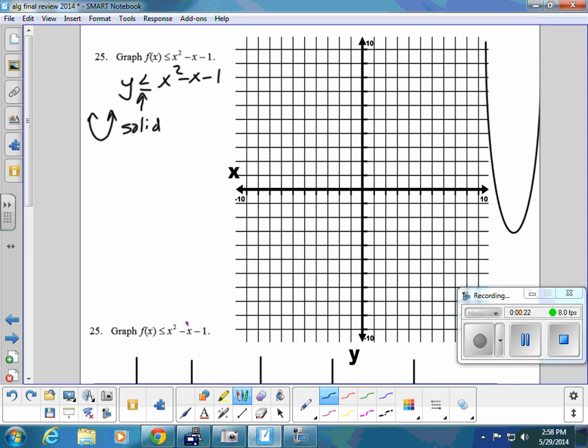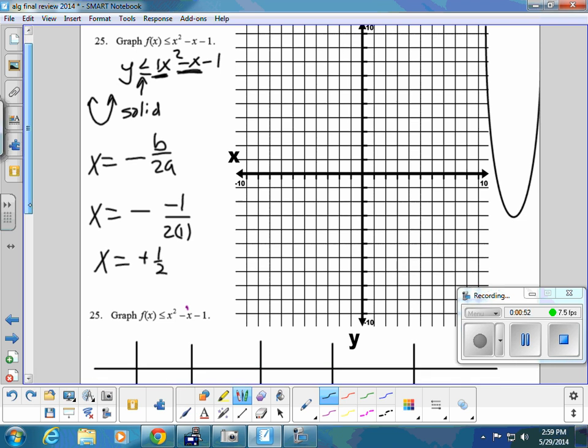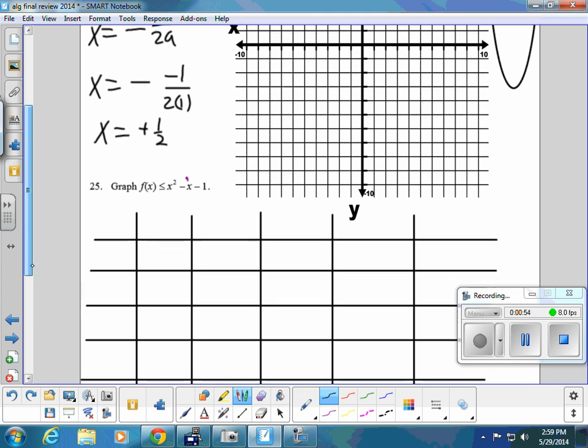So since it's a parabola, you want to find the axis of symmetry. So x equals the negation of b over 2a. In this case, x equals negative the b value. There's a negative in front of x, that's really negative 1, and the a is 1. There's nothing in front of the x squared, so that's a 1. So this comes out to x equals negative negative 1 over 2, which is a positive 1/2. So that's going to tell you where to start your chart.